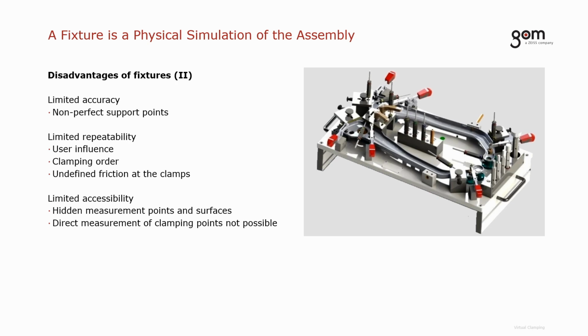Limited accuracy. It's non-perfect supporting points, limited repeatability. You have person-to-person interference, different clamping orders, unidentified friction at the clamping points. Then you have limited accessibility, the hidden measuring points, because it's now covered by a clamp, and the actual direct clamping point where the clamp is touching the part is most of the time a datum, so you have to take an adjacent point to the side of that datum and not that datum.